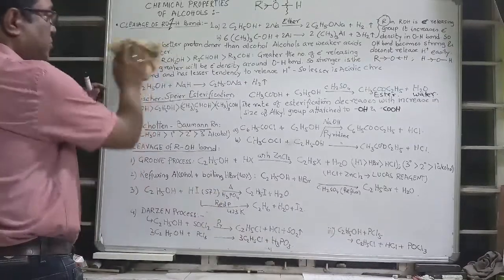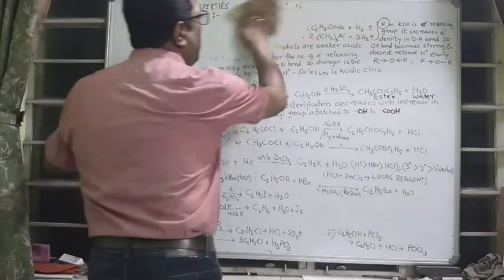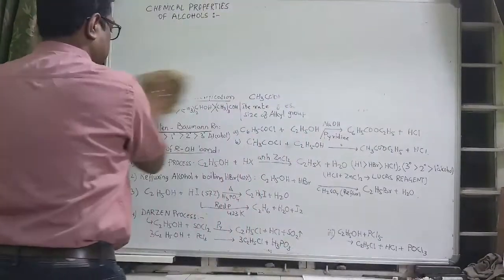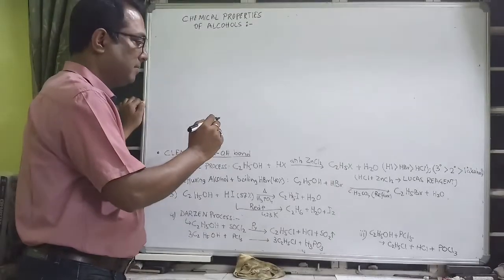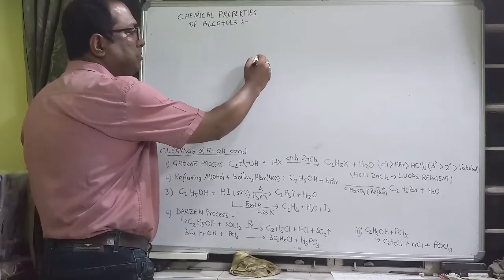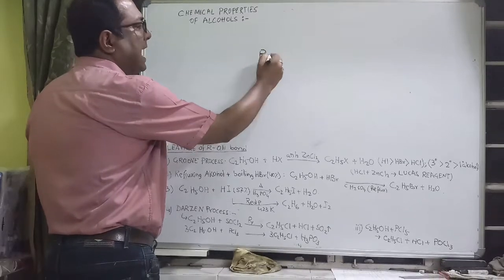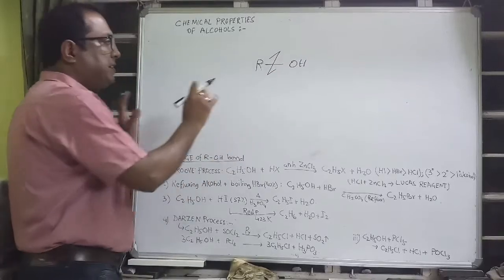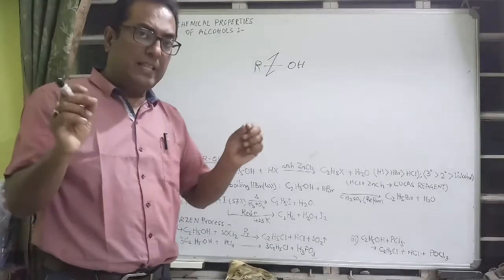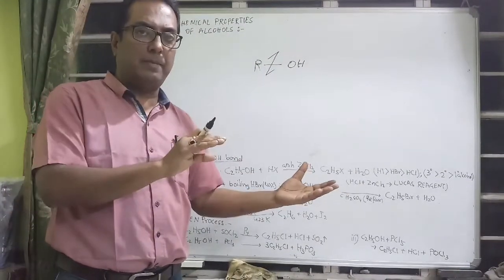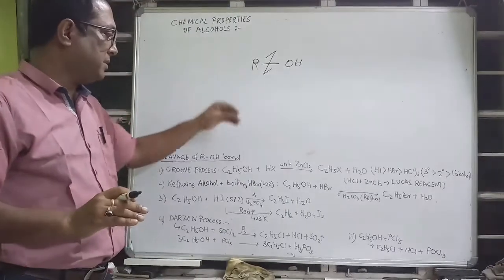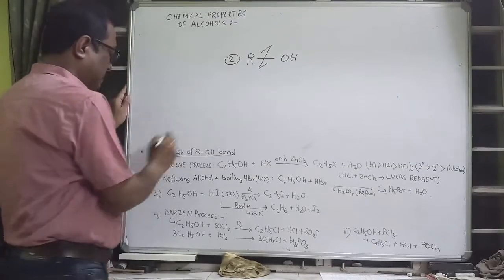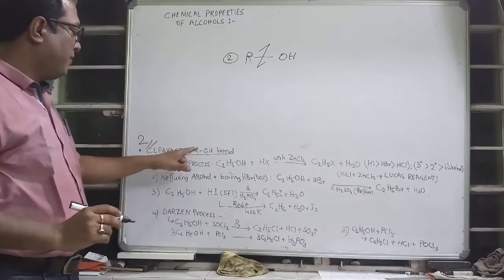So if I go for the next one with R, O and H, now we are going to have a reaction between the alkyl group and the OH group. We are going to make a cleavage of the bond between the alkyl group and the hydroxyl part. So this is the main reaction that we are going to see now. In the second reaction, you can see this is the second part, cleavage of the R and OH bond.